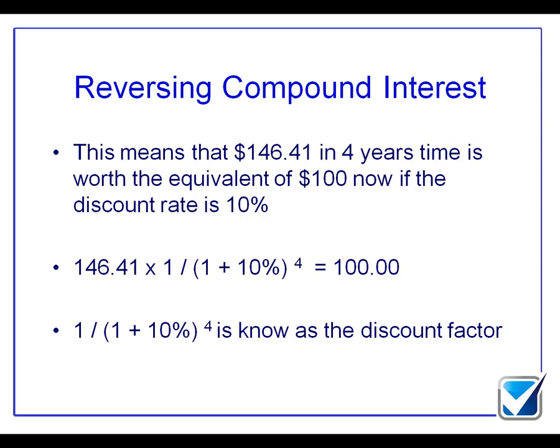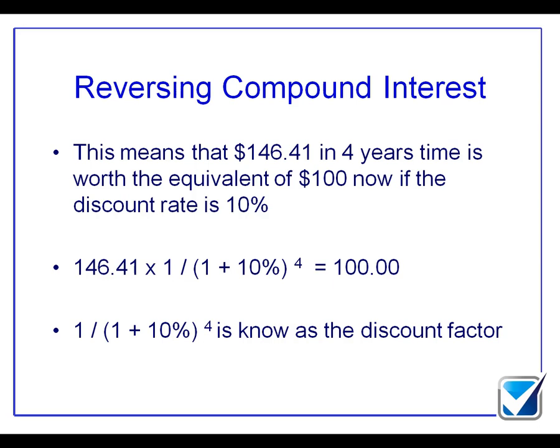Try that in your calculator. Put it in the brackets, put it to the power of minus 4, see what number you get. Then multiply it by 146.41. You should now get $100. Happy days. Now that (1 plus 10%) to the power of minus 4, which is 1 over (1 plus 10%) to the power of 4, is known as the discount factor.